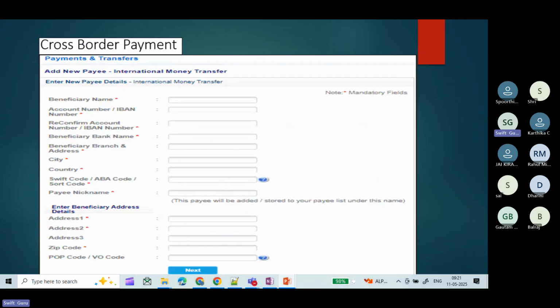Likewise, you will also have an option. If your bank is providing the cross-border payment facility, then you will have an option to select it, and then you will need to add the beneficiary details and the relevant information in order for the respective bank to initiate a transaction on your behalf. So what details do you basically provide generally when you are initiating a transaction?